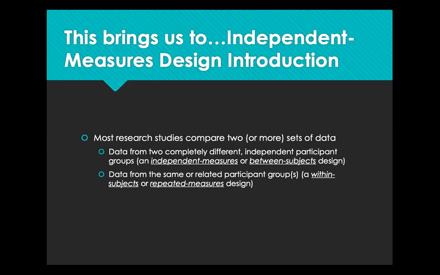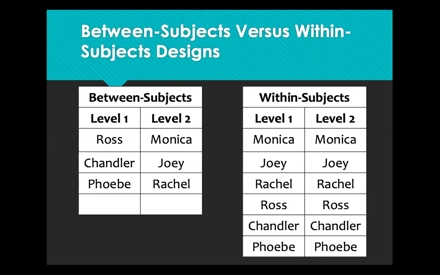And that's when each participant or subject is only assessed on any particular dependent variable one time. The second is called a within subjects or repeated measures design, and that's when each participant is assessed on the dependent variable more than one time. So this might help you kind of understand this a little bit better.